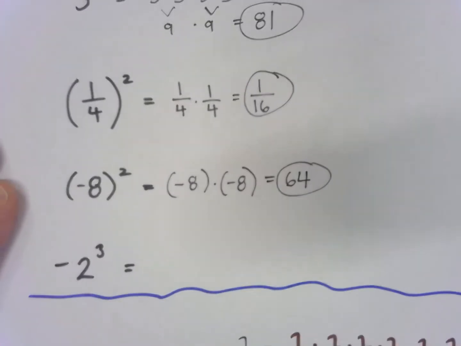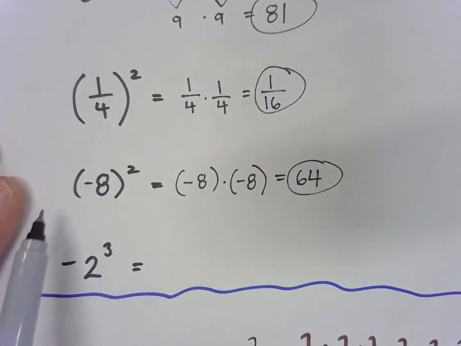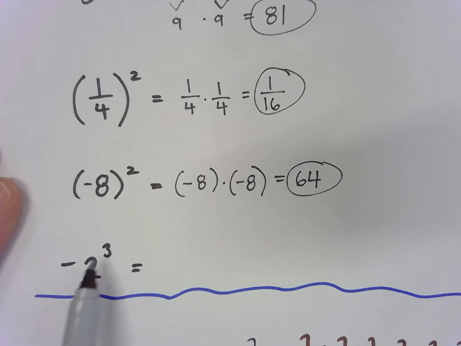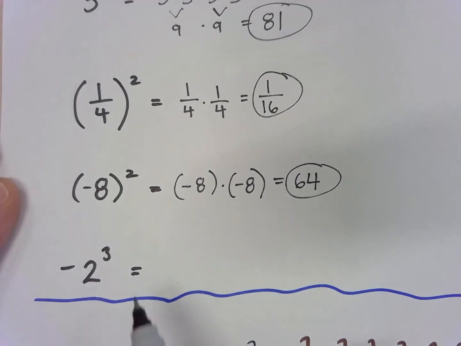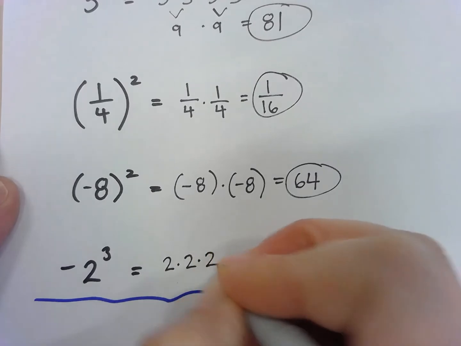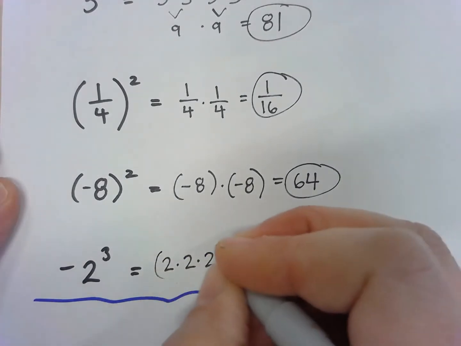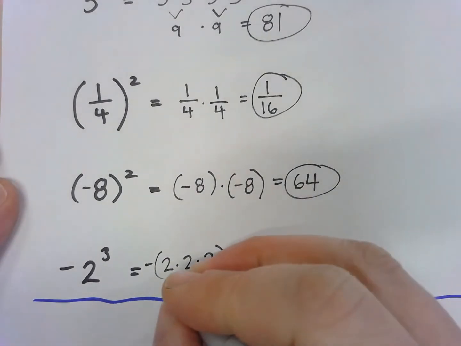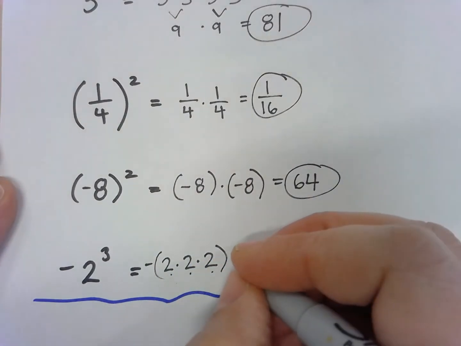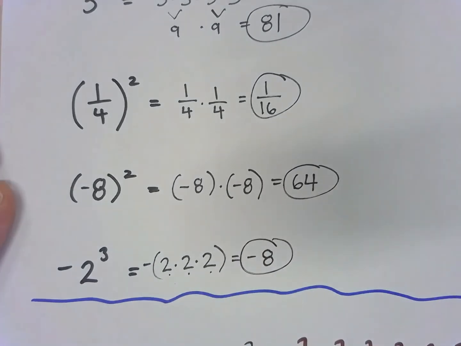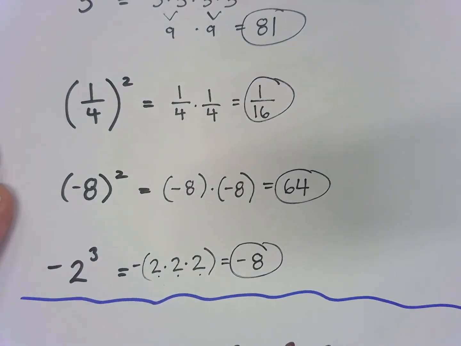All right, now see the difference here between these two problems? We've got -8 in parentheses squared, and then here we just have -2 to the 3rd power. What this means is that you're going to find what 2 to the 3rd power is, and you're going to make that whole entire value negative. So 2 times 2 times 2 gives me 8. So -2 to the 3rd power is -8. You know what, that's a tough one.